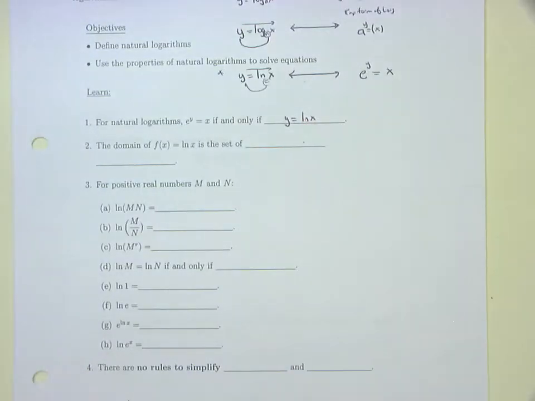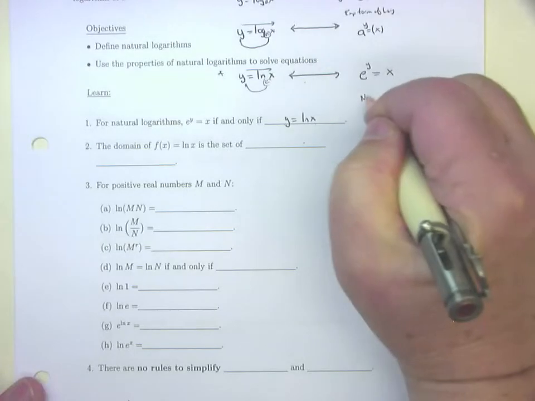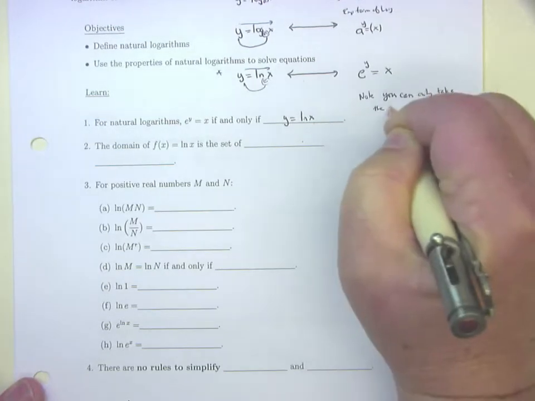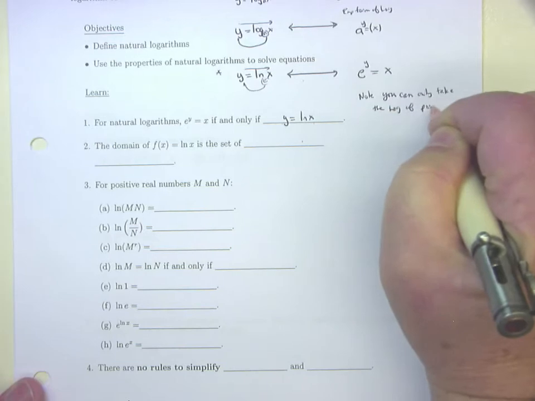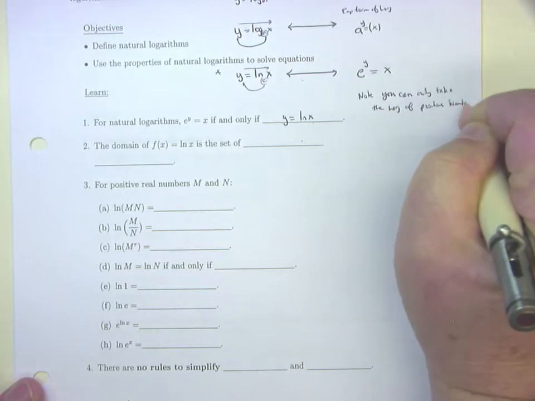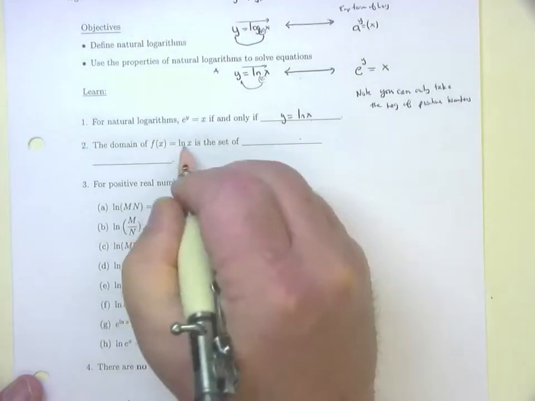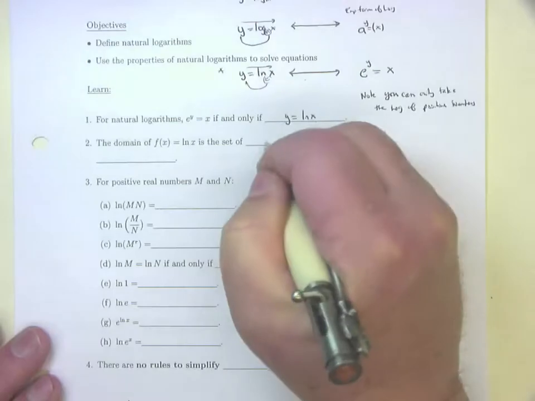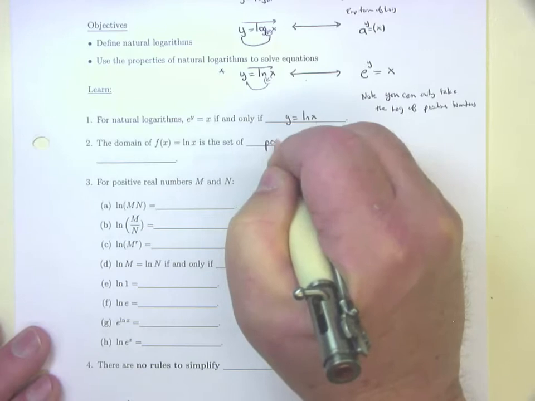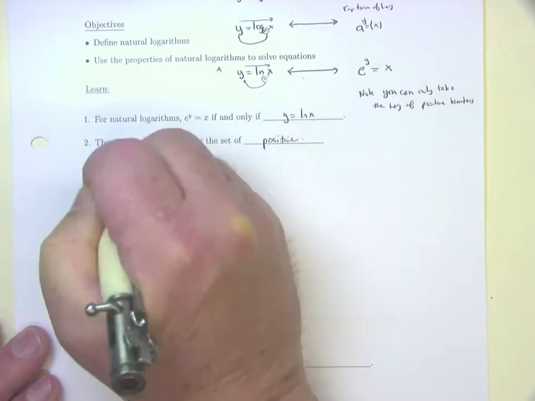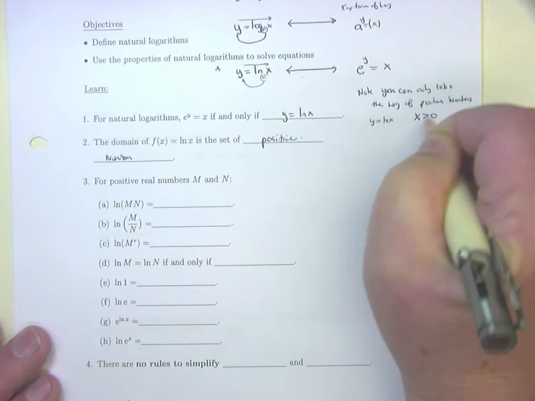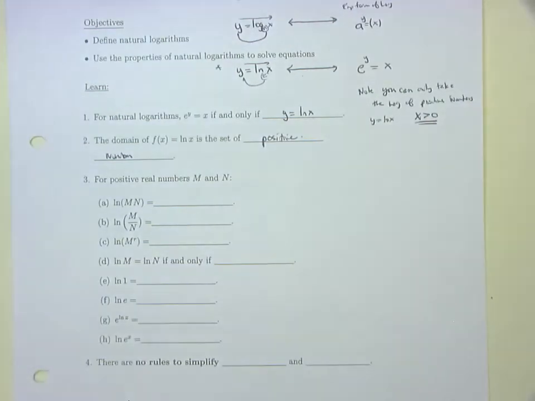But here's the big deal about logs. When it comes to logs, note, you can only take the log of positive numbers. Which means if I got something like y equals the natural log of x, what's my domain of the natural log of x? You can only take the log of positive numbers. So the domain is the set of positive numbers. If you got y equals the natural log of x, x has got to be strictly greater than 0. You can't take the log of 0, nor can you take the log of negative numbers.